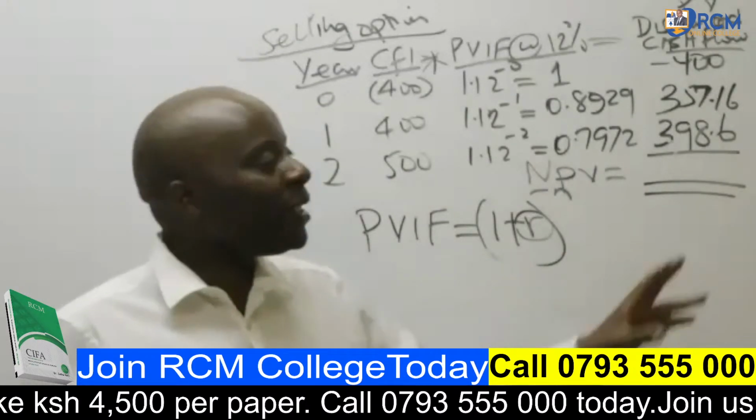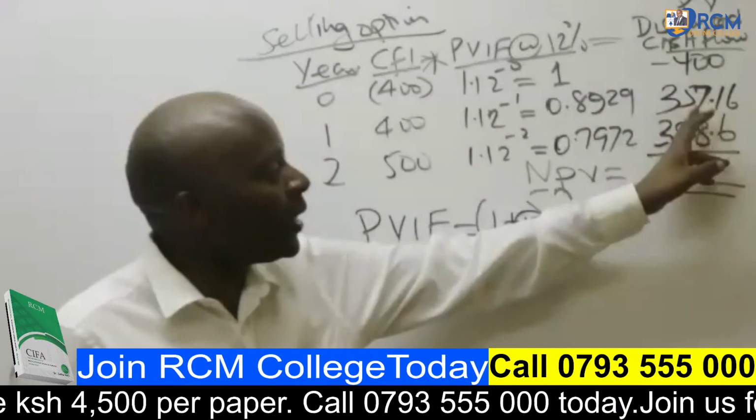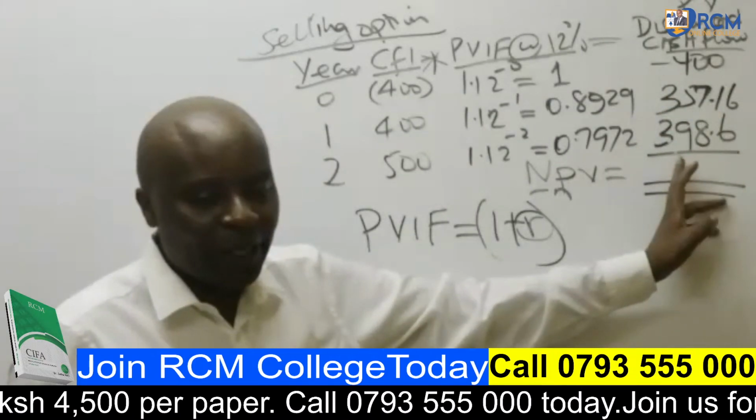So please give me the final figure here: minus 400 plus this plus this. Give me a figure here.